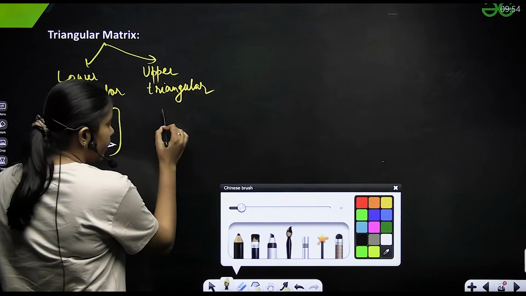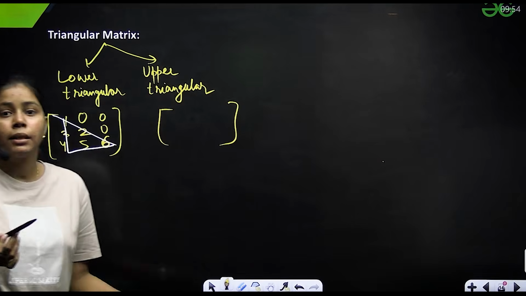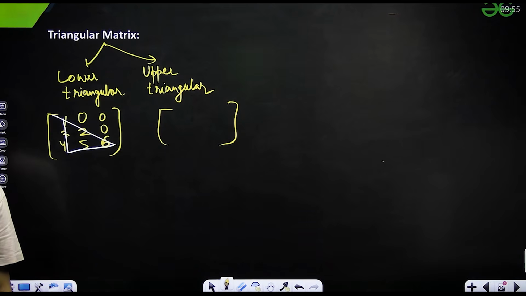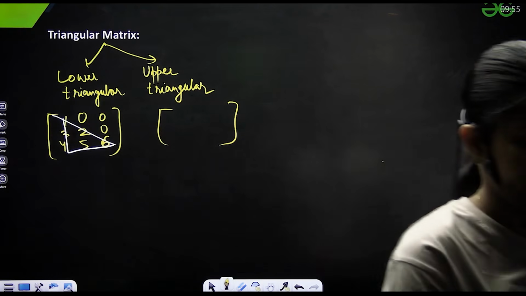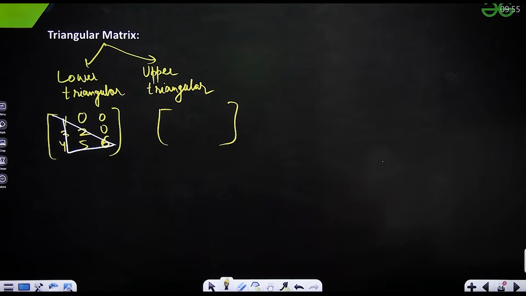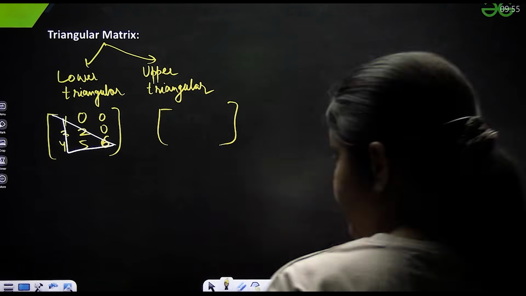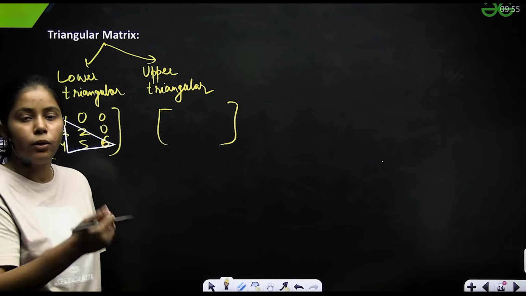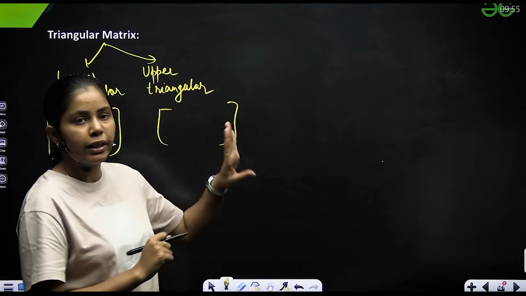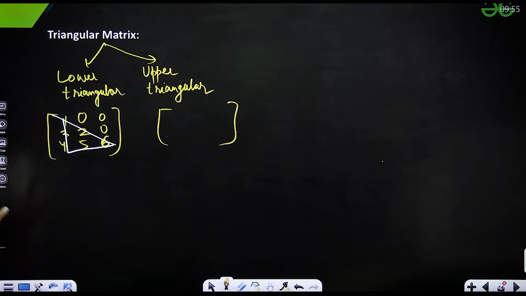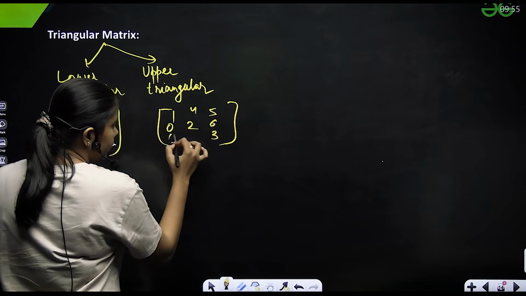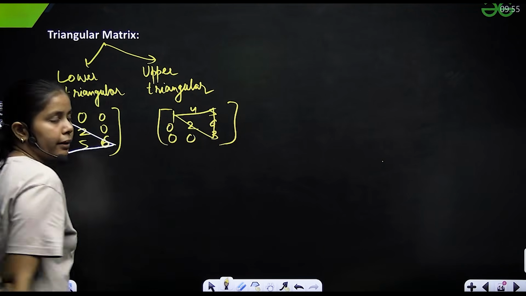Similarly, if I write upper triangular, that means elements below the diagonal are 0, then I'll say that it is my upper triangular matrix. So we'll have an upper triangular matrix if the elements below the diagonal are 0, because we will get an upper triangle. So below the diagonal are 0. So this is my upper triangular matrix.